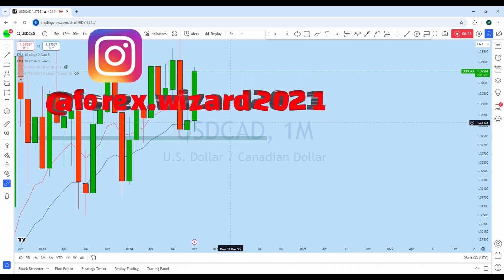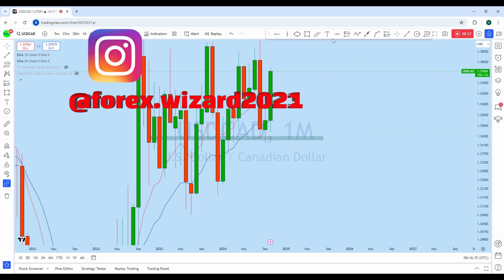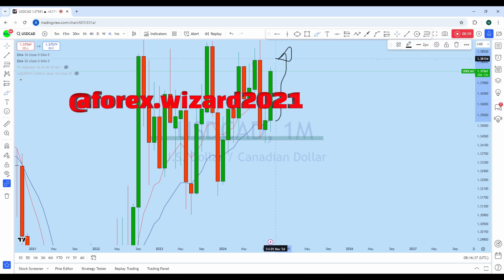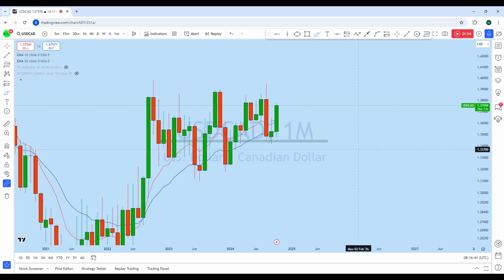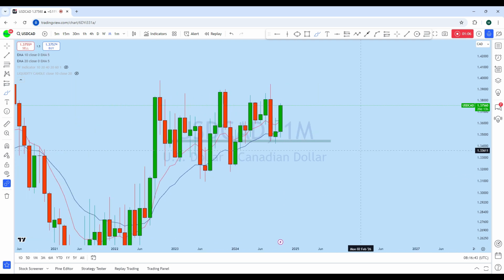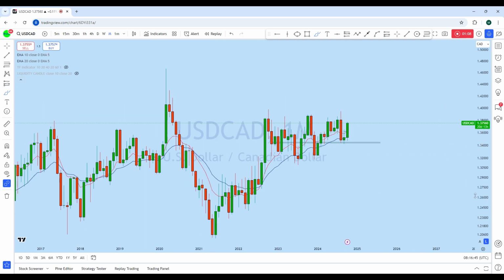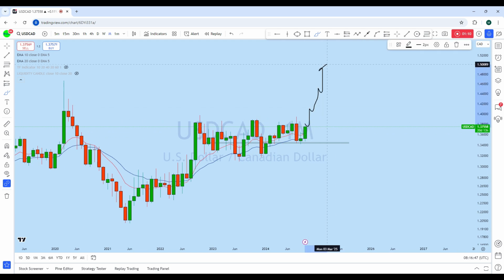Now, this month after the market opened, the price started to bounce from this level. Now, this is the monthly candle, which is in the first 10 days, we have seen significant rejection towards the upside, which is a sign that dollar CAD may continue to rise.